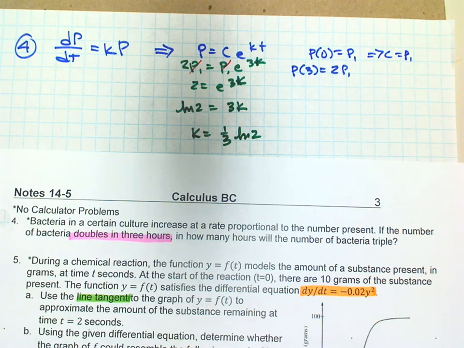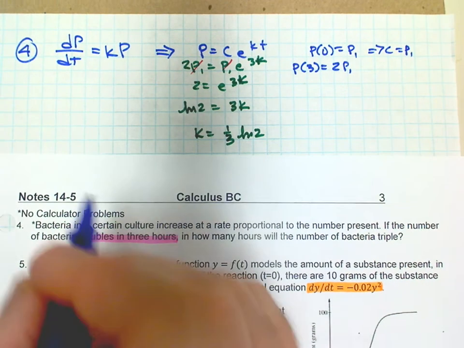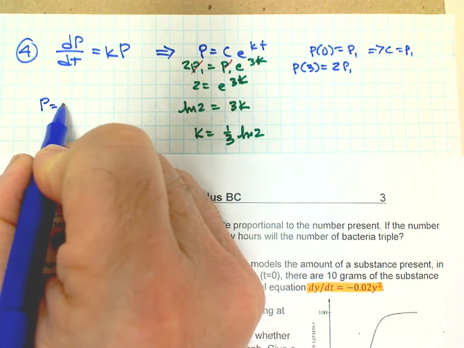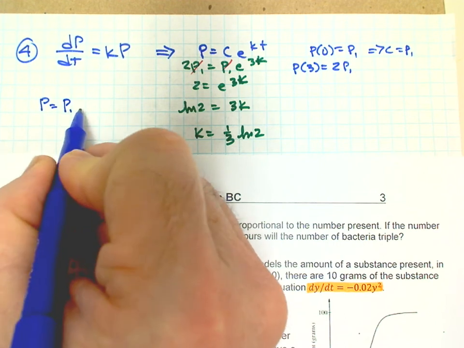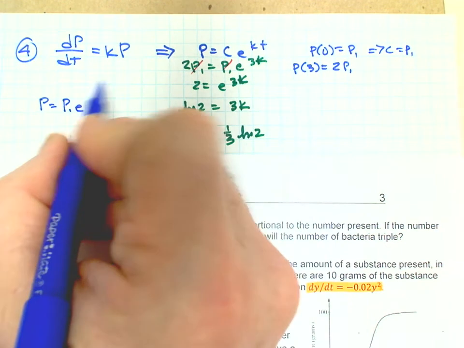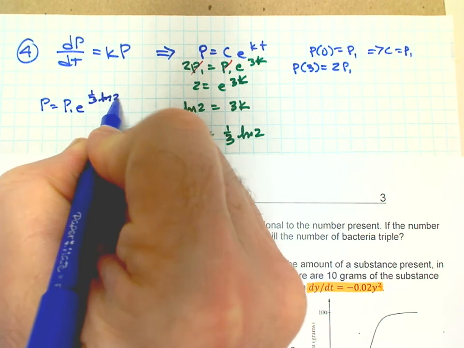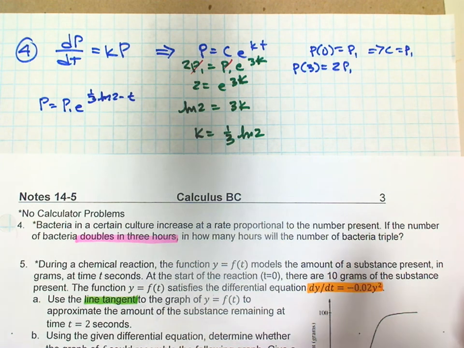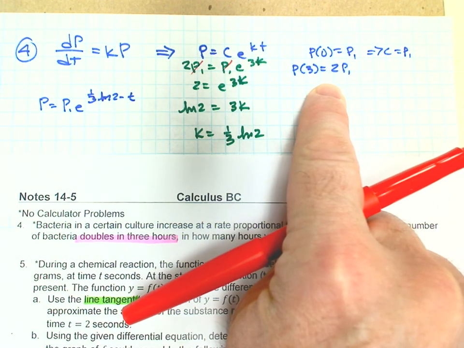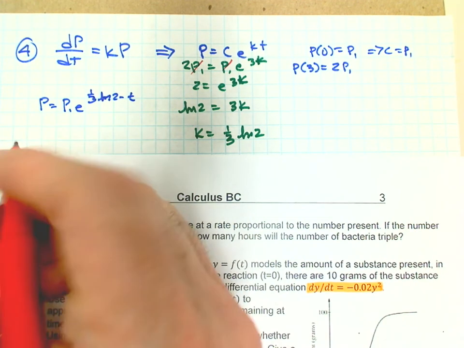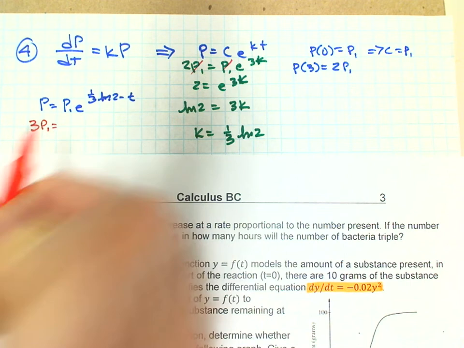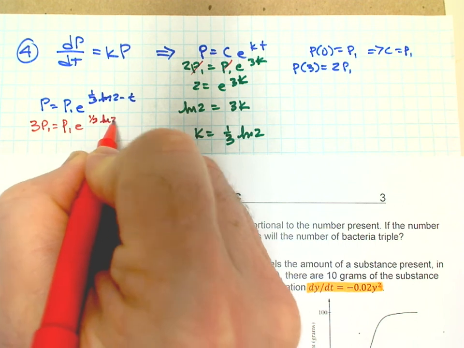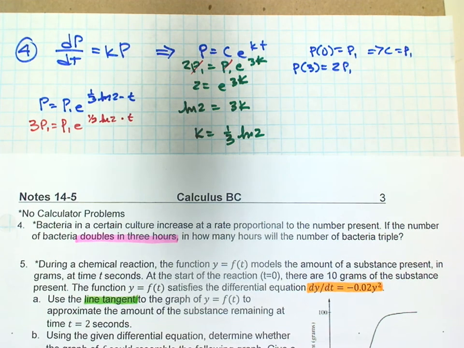Well, we can go back in here. Now that we know k, I'm going to rewrite it over here to say P is going to equal the initial amount, P sub 1, e to the 1/3 natural log of 2 times t. And let's go ahead and kind of do the same thing we did over here. When we triple, we're looking for that time, and when we triple, this should be 3 times the initial P1 will equal P1 e to the 1/3 natural log of 2 times t. We're solving for that t.